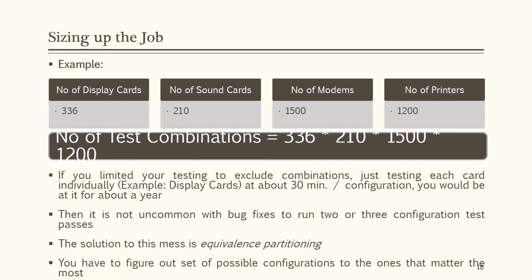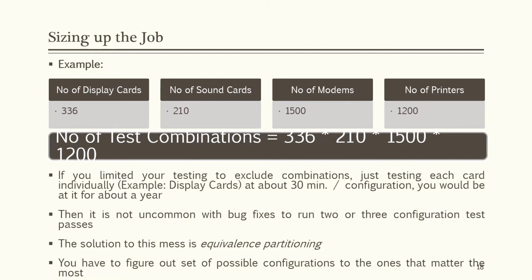For example, according to the table, you have 336 display cards, 210 sound cards, 1500 modems, and 1200 printer options available for testing. If you test all combinations of all the available options, the total number of test cases to be executed will be the product of all these options. If you limited your testing to exclude combinations, just testing each card individually, for example display cards at about 30 minutes per configuration, you would be at it for about a year.